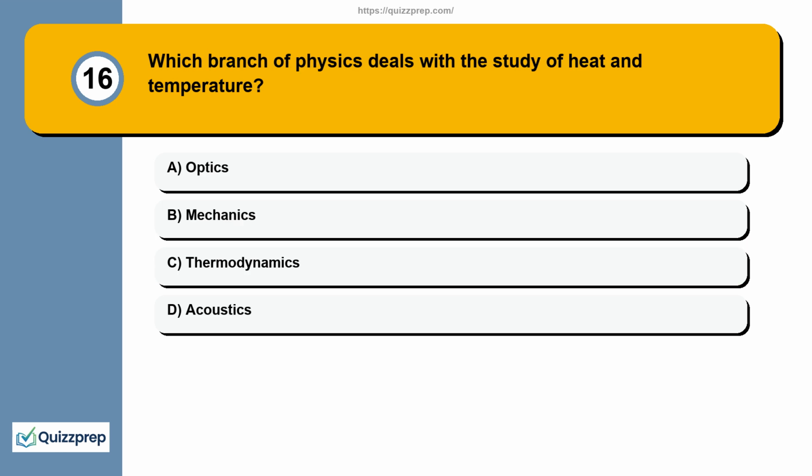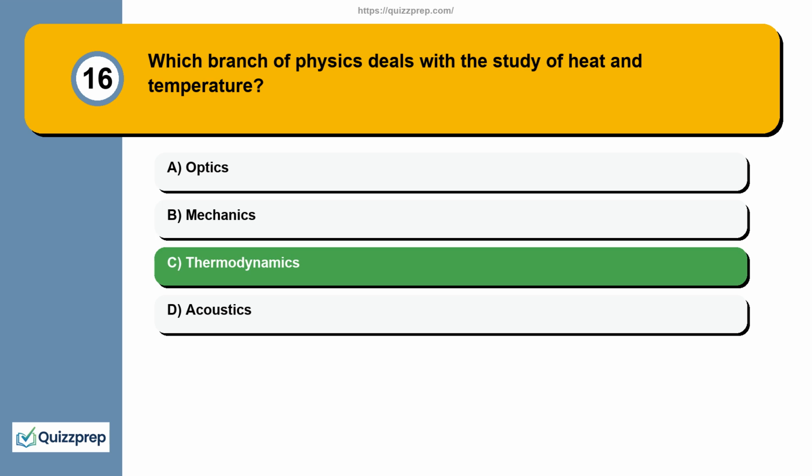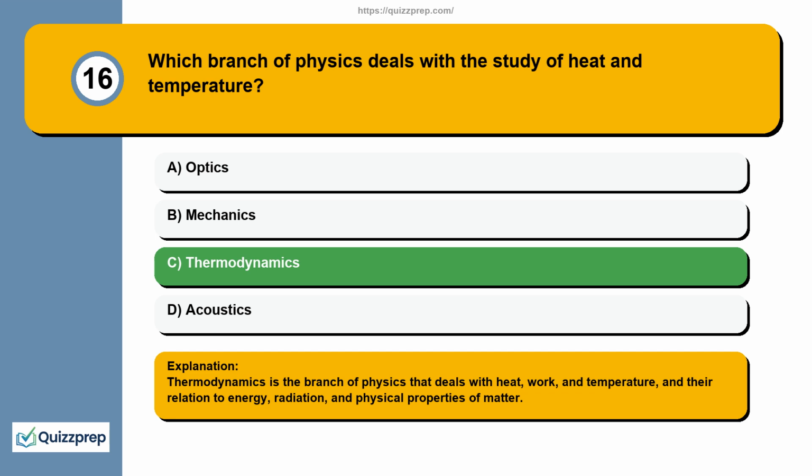Question 16. Which branch of physics deals with the study of heat and temperature? Here are your options. Option A, optics. Option B, mechanics. Option C, thermodynamics. Option D, acoustics. The correct answer is option C, thermodynamics. Explanation. Thermodynamics is the branch of physics that deals with heat, work, and temperature, and their relation to energy, radiation, and physical properties of matter.